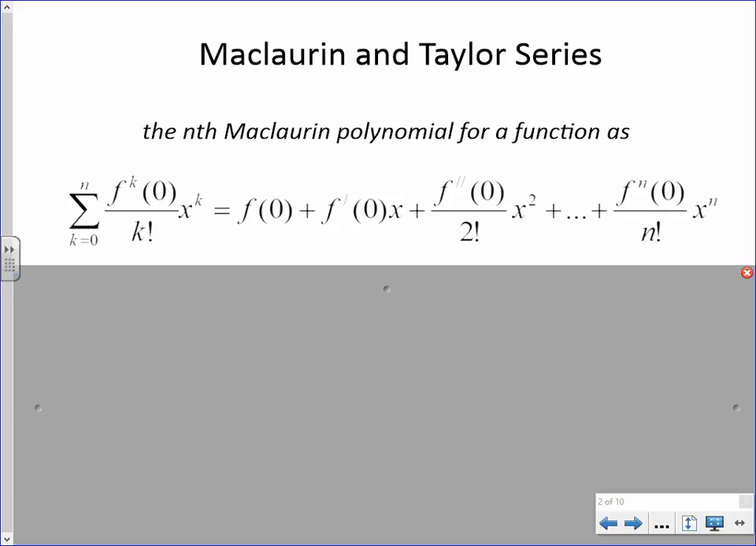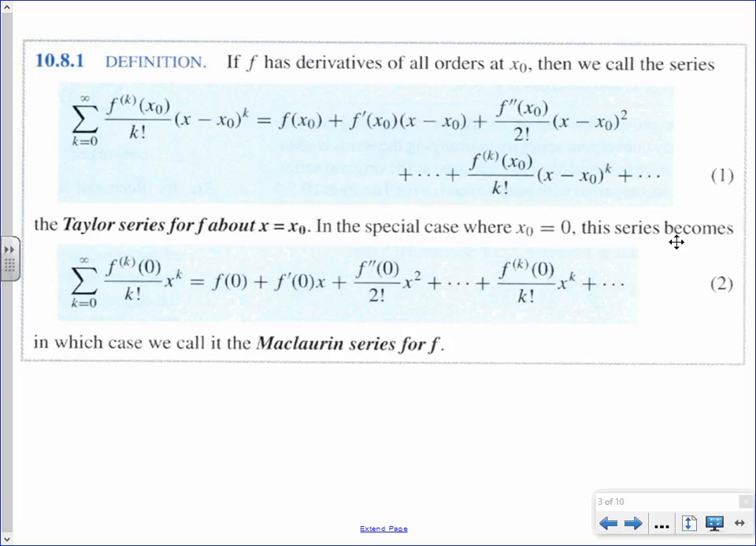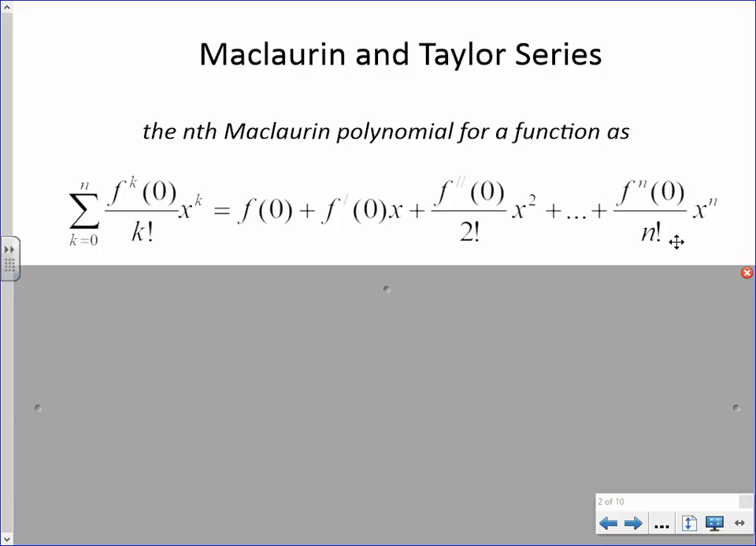Okay, so let's write the Maclaurin polynomial as a sum. Because we're going to do these infinitely, here we could say the 5th degree polynomial and put a 5 there, or the 10th degree polynomial and put a 10 there, right?